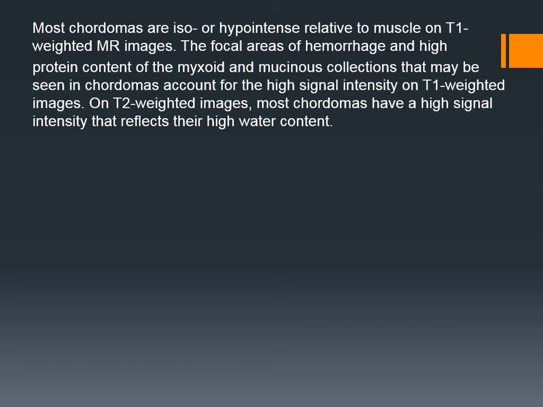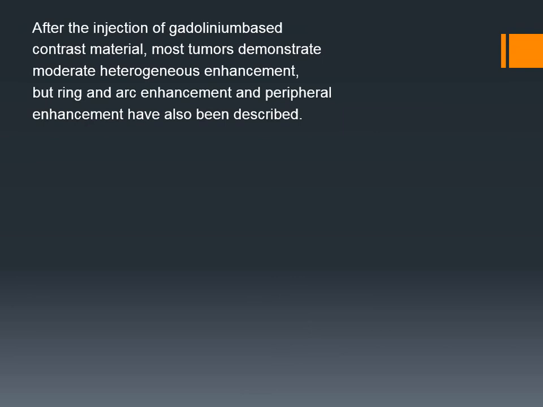Most chordomas are iso or hypointense relative to muscle on T1 weighted MR images. The focal areas of hemorrhage and high protein content of the myxoid and mucinous collections that may be seen in chordomas account for the high signal intensity on T1 weighted images. On T2 weighted images, most chordomas have high signal intensity that reflects their high water content. After the injection of gadolinium-based contrast material, most tumors demonstrate moderate heterogeneous enhancement, but ring and arc enhancement and peripheral enhancement have also been described.